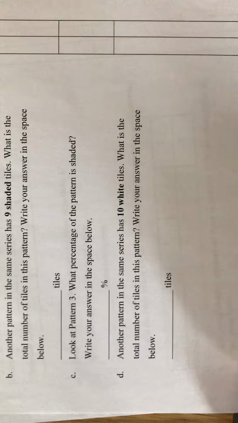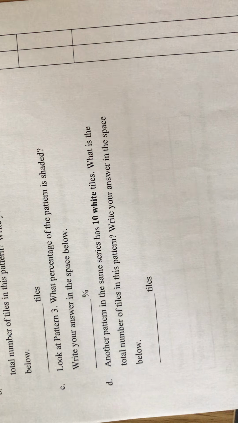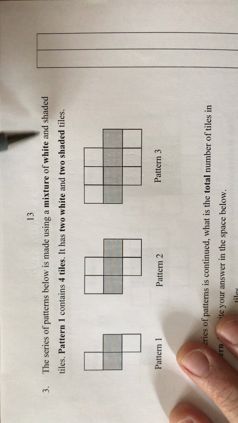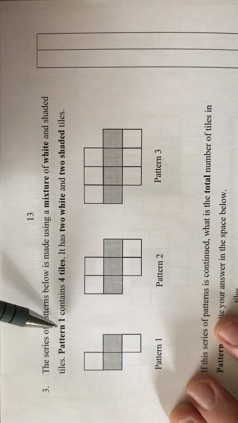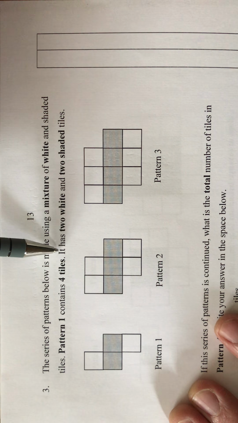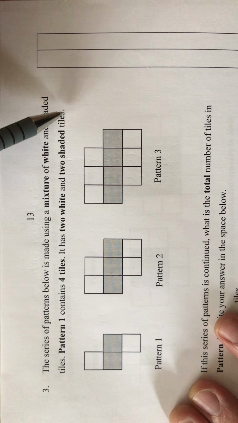Last couple of things, folks. Okay, on page 13, this is another one where we'll need to draw out a table. So it says the series of patterns is made using a mixture of white and shaded tiles. Pattern 1 contains 4 tiles. It has 2 white and 2 shaded tiles.